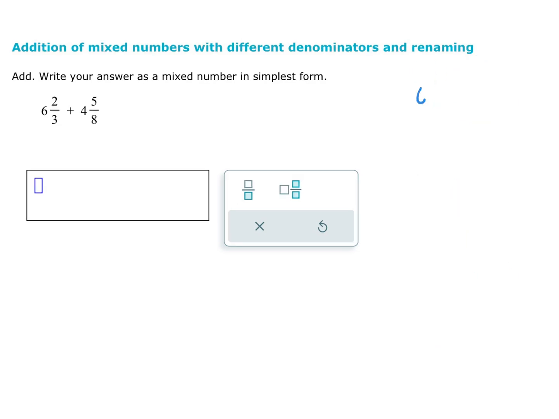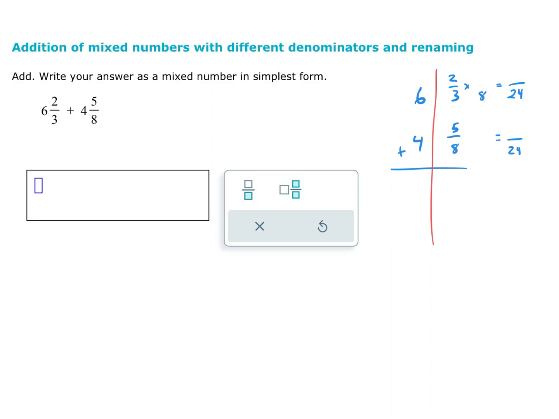Here's one more, 6 and 2/3 plus 4 and 5/8. Again, you don't have to put this vertical line. I just like to do that to make it very clear what our whole numbers are and what our parts are. It's also kind of easy to forget to add the whole numbers. 3 and 8 are both different numbers, so we're going to have to find a common denominator. And I'm just going to do 8 times 3, which is 24. 3 times what is 24?